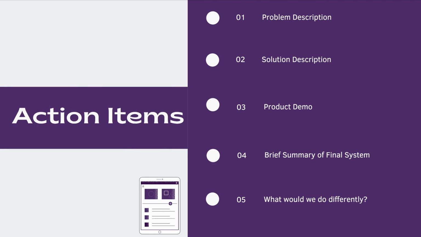Now we're going to be looking at 5 different sections: the problem description, the solution description, the product demo, a brief summary of the final system, and what would we do differently.